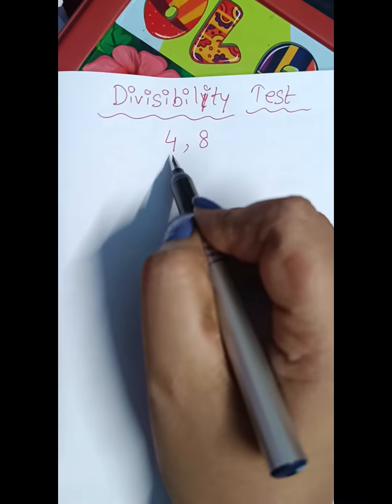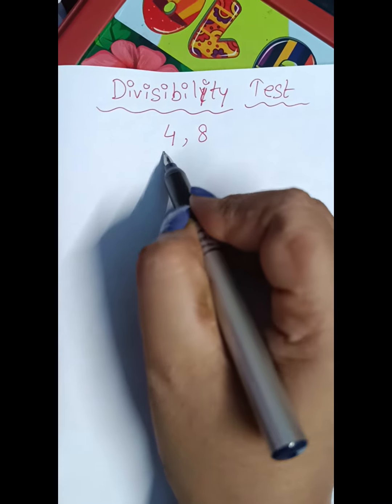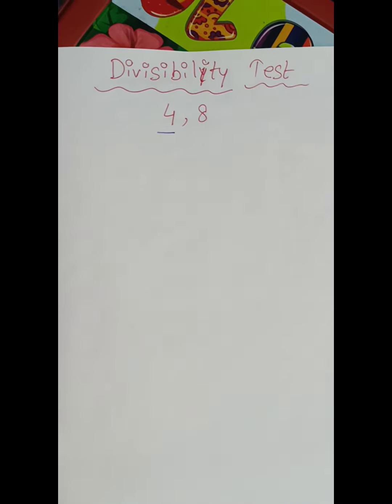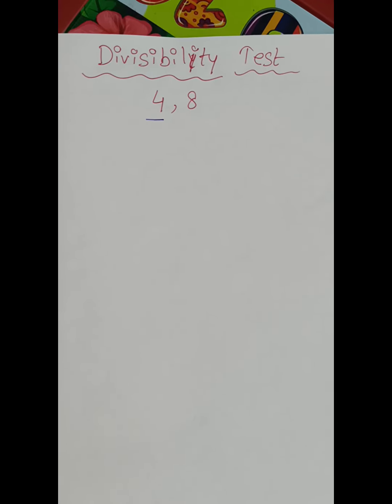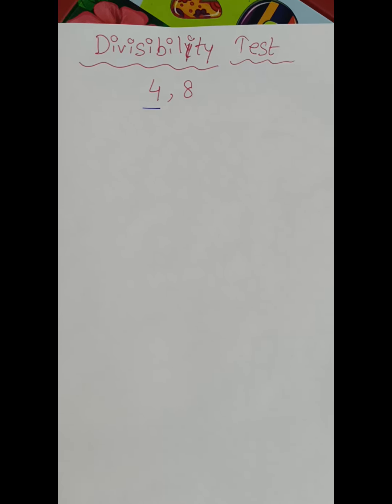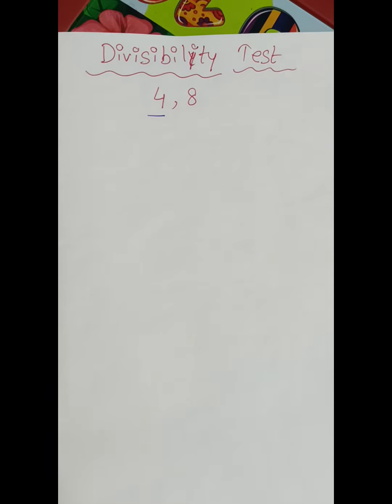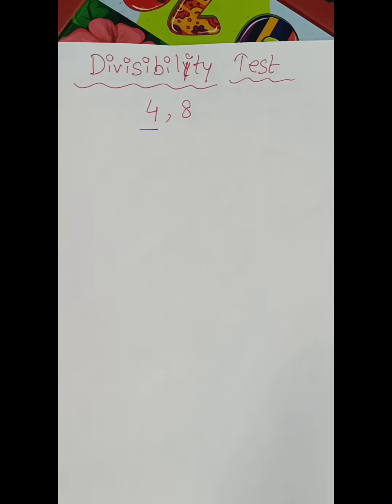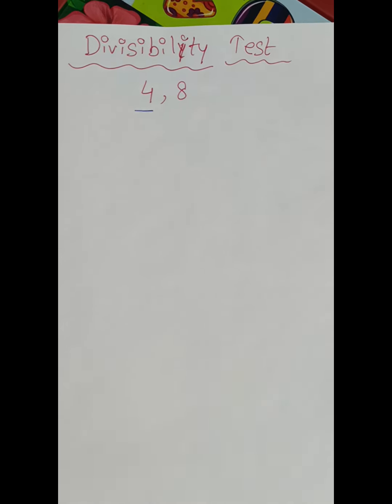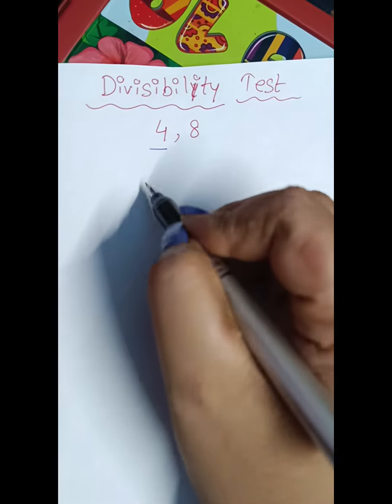So what is the rule of 4? I am starting with 4's rule. If I have a big number, we have to see the last two digits. Whatever number is formed by the last two digits, if it is divisible by 4, then the whole number is divisible by 4. I am showing you with one number.